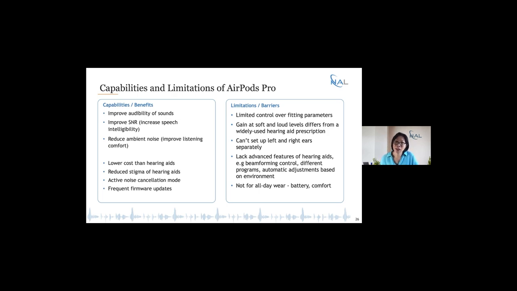On the limitation side, we've seen that there's limited control over the fitting parameters. You don't have that flexibility to adjust the fitting like you do with hearing aid fitting software. The gain at the soft and the loud levels differs from some hearing aid prescriptions. I didn't mention previously, you can't set up the left and right ears separately. So the same profile actually gets used for both ears. So that may be an issue if someone has an asymmetrical hearing loss. They also lack some advanced features of hearing aids, and they're more for situational use, not for all day wear because of the battery life and some comfort issues.